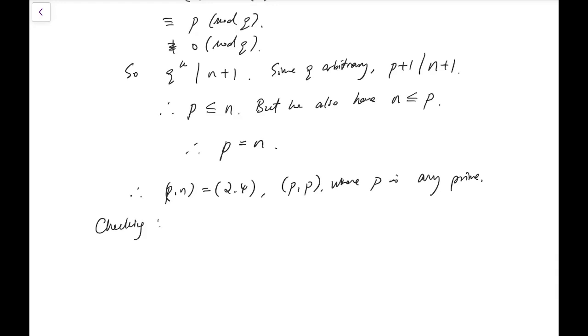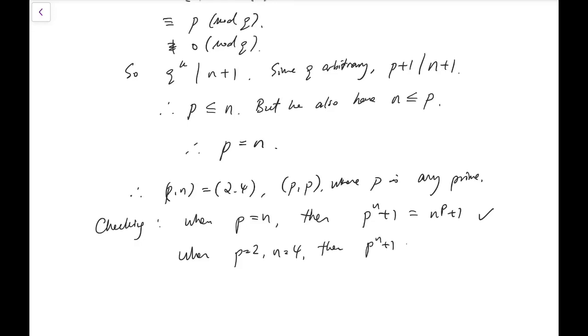Checking. When p equals n, then p to the n plus 1 equals n to the p plus 1, of course. When p equals 2, n equals 4, again they are equal. So they are the only solutions. So yay, we are done.